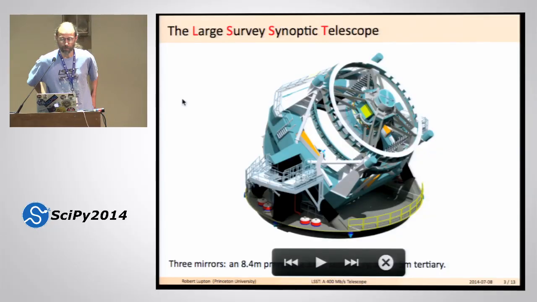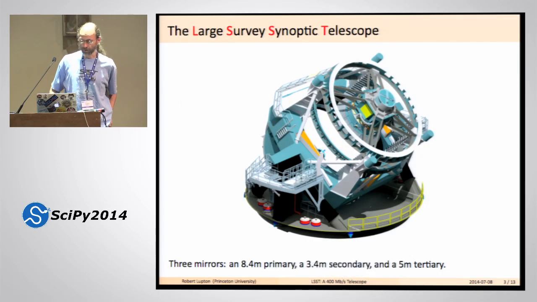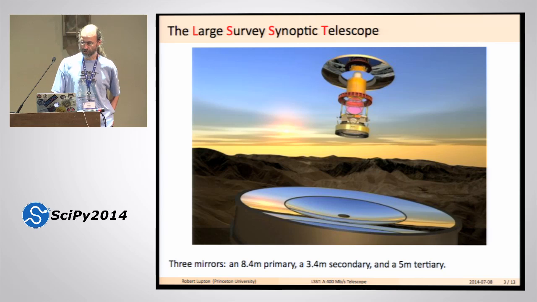Okay, we had a great segue coming in there. Somebody said good things about astronomy, and somebody said good things about the LSST, so I thought I'd give a quick rundown on this. The LSST is the Large Synoptic Survey Telescope. It's coming down the pike pretty fast. This is a real telescope. What does that mean? It means a three-mirror telescope.